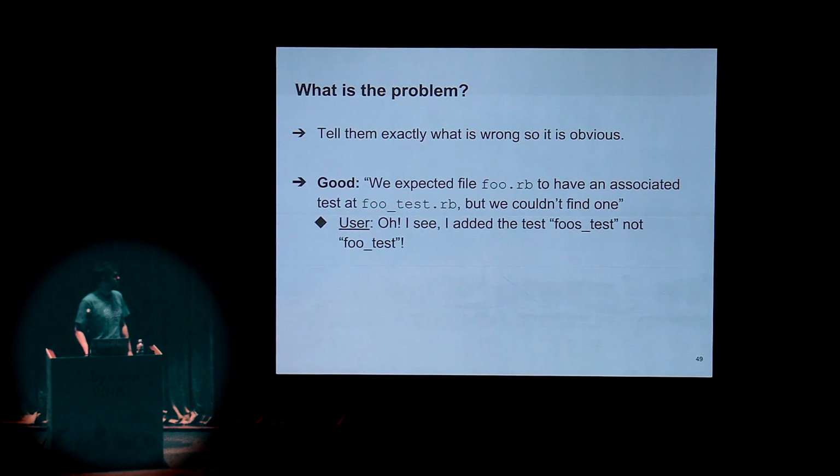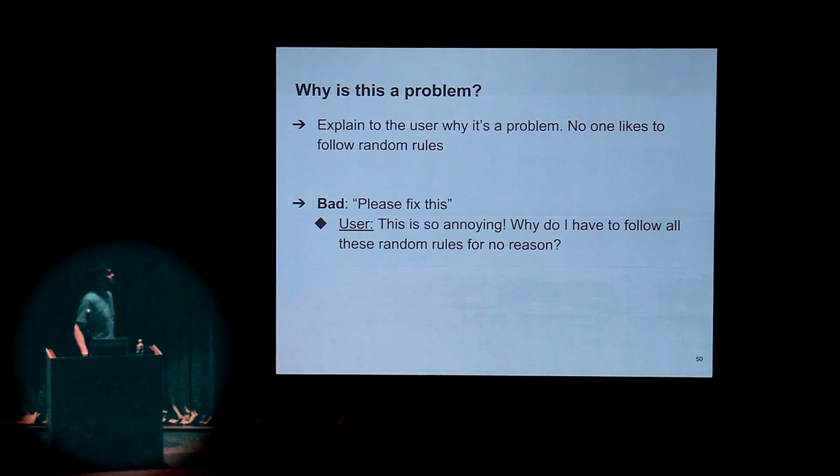So instead you can say, we expected this file to have an associated test at this location. And so we couldn't find one, which means the user might say, oh, I added the wrong test name. And it makes it very obvious instead of just saying, hey, there's a problem, or we expect you to do something, because they might have done it just not in the way you expected. Tell them what you expected exactly. Tell them why it is a problem.